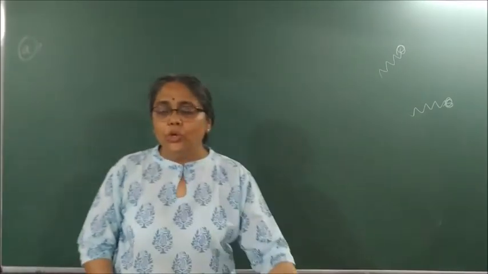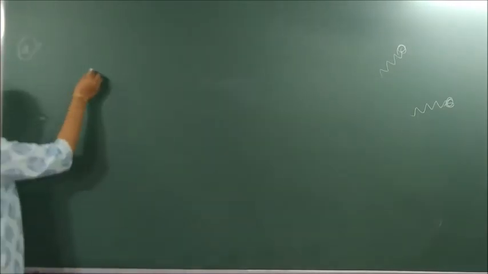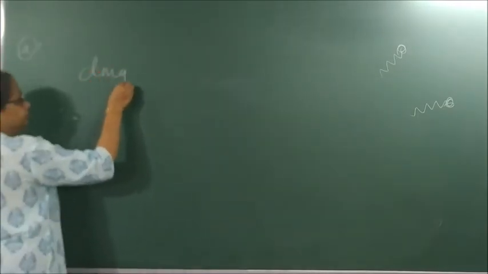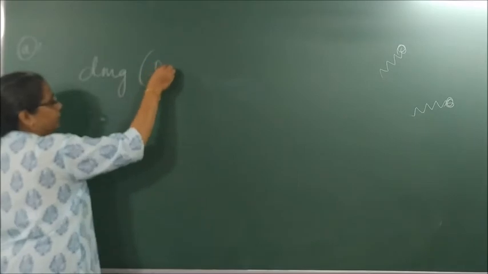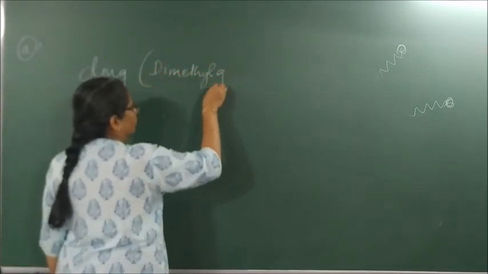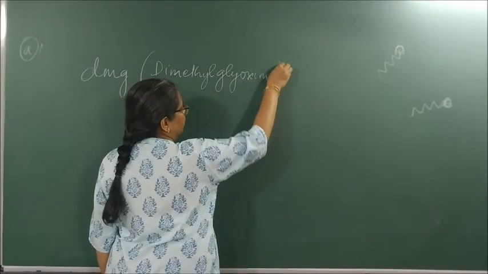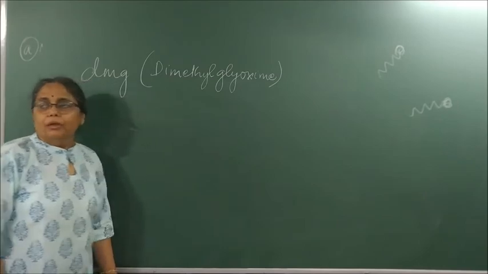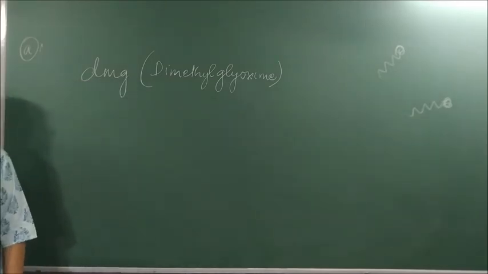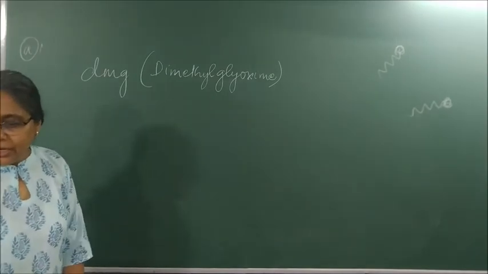The second neutral example of a bidentate ligand is written as DMG, dimethyl glyoxime. Those who have read biomolecules will know oxime. Okay, dimethyl glyoxime. It is called as what? DMG. Please write its formula.